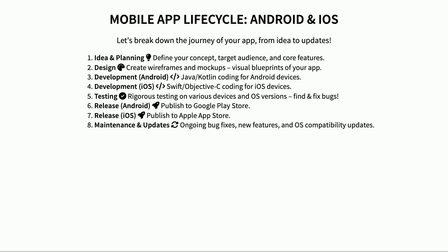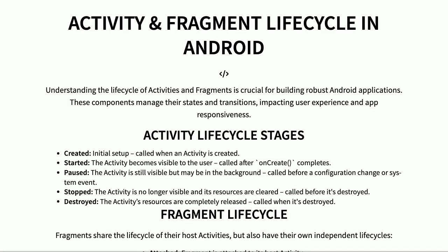operating systems evolve. Let's talk about how activities and fragments live their lives in Android apps. Think of an activity as a screen. When it's created, it sets up everything needed to show that screen. Then it gets started, becomes visible, and might pause if another screen pops up. Eventually, it stops, and then is destroyed when you close the app.